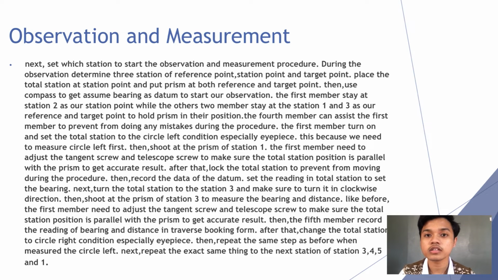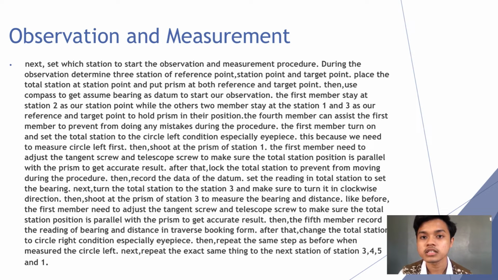Turn the total station to station 3 and make sure to turn it in a clockwise direction. Then shoot at the prism of station 3 to measure the bearing and distance. Like before, the first member needs to adjust the tangent screw and telescope screw to make sure the total station position is parallel with the prism to get an accurate result. Then, the fifth member records the reading of bearing and distance in the Traverse booking form.